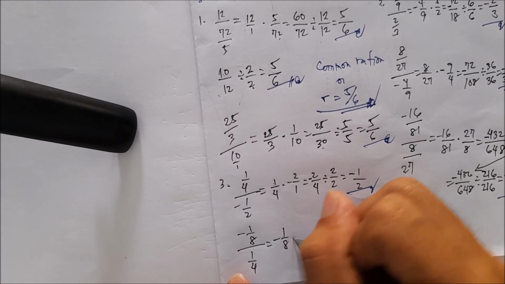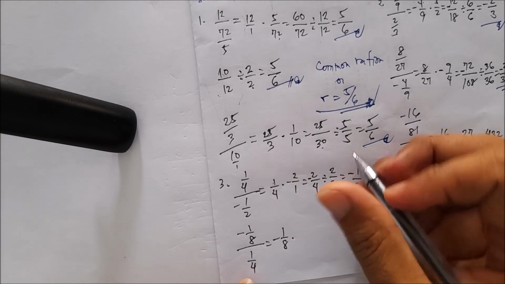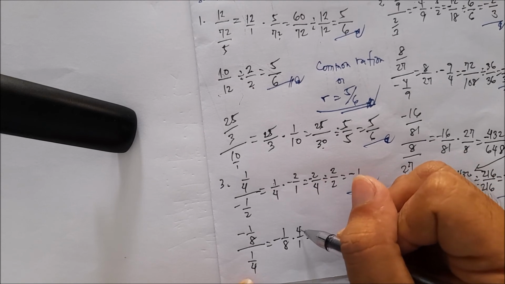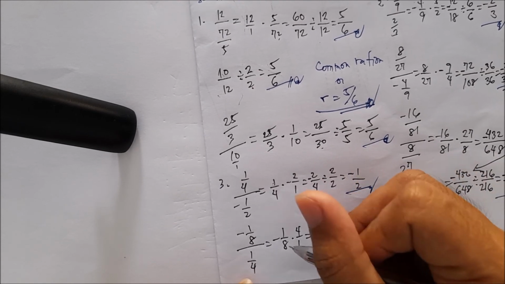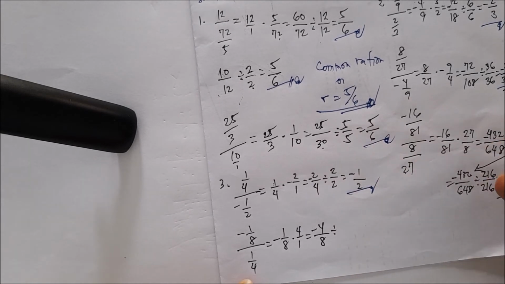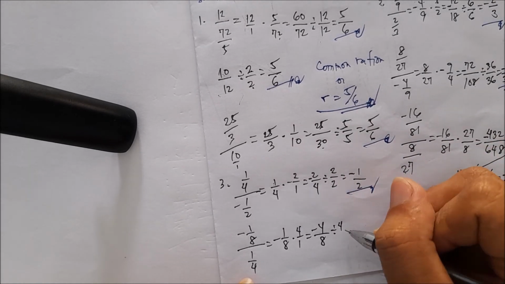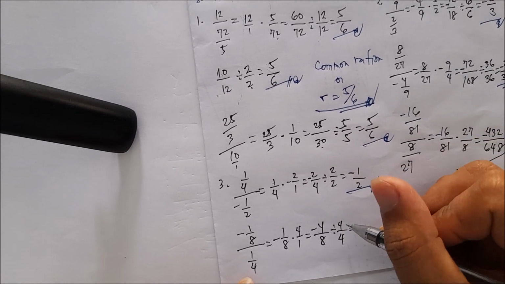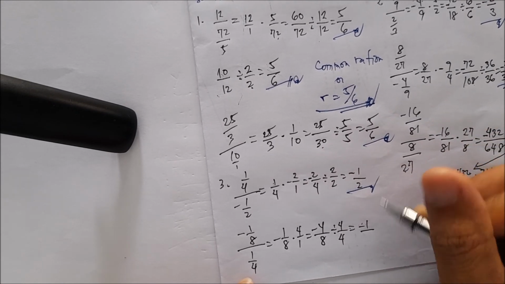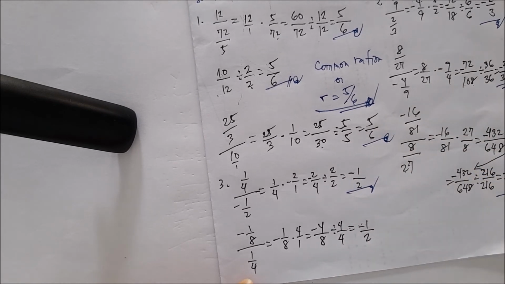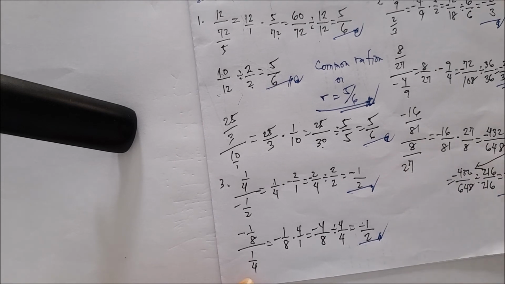Negative 1 over 8 times the reciprocal of 1/4, which is 4 over 1. Negative 1 times 4 is negative 4. 8 times 1 equals 8. You can simplify? Yes, by 4. Negative 4 divided by 4 is negative 1. 8 divided by 4 is 2. The answer is negative 1/2.